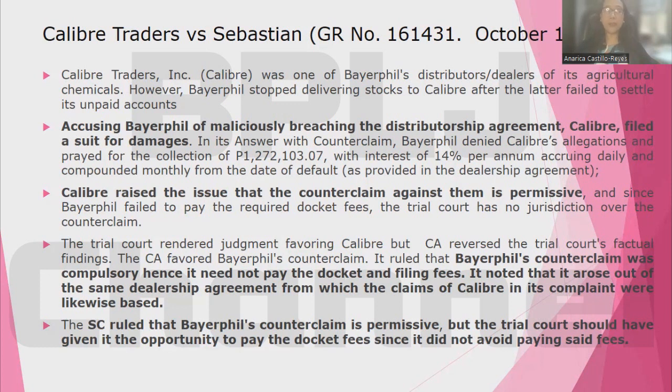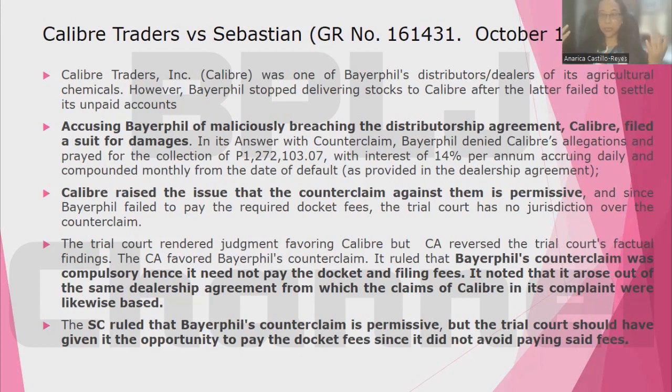And since Bayerfield failed to pay the docket fees, the court acquired no jurisdiction. So remember that this is a suit for damages filed by Calibre against Bayerfield because Bayerfield did not continue with delivering the goods under their dealership agreement. Now, in its answer, Bayerfield raised as a counterclaim the unpaid amount of Calibre under the distributorship agreement.